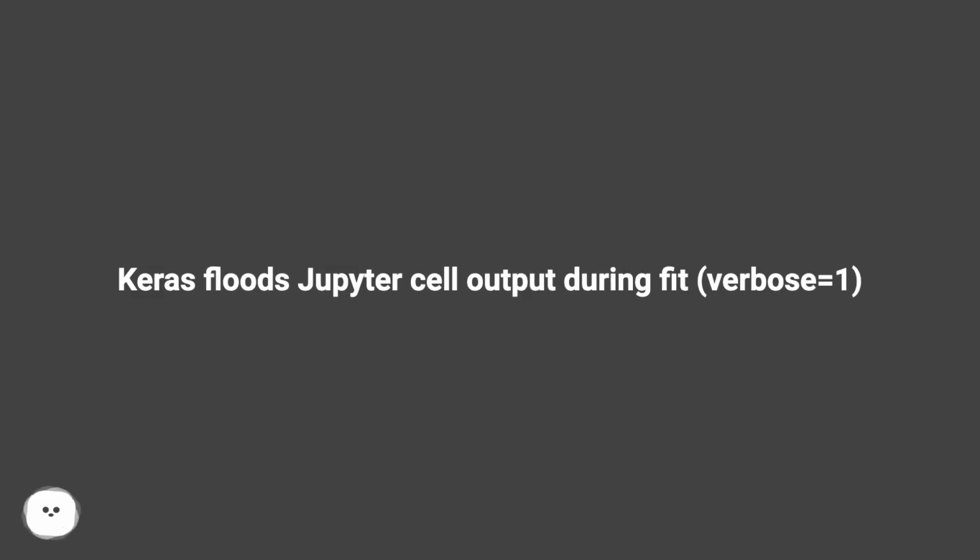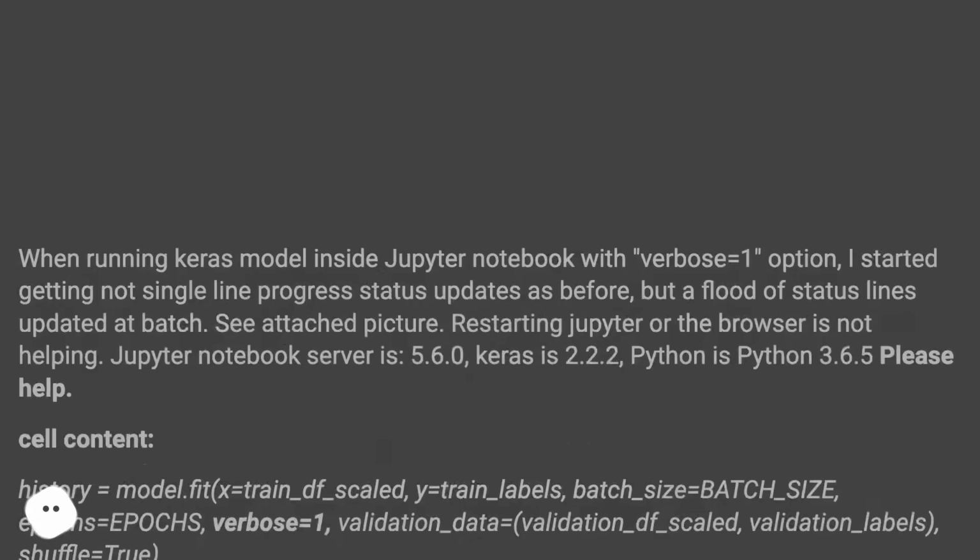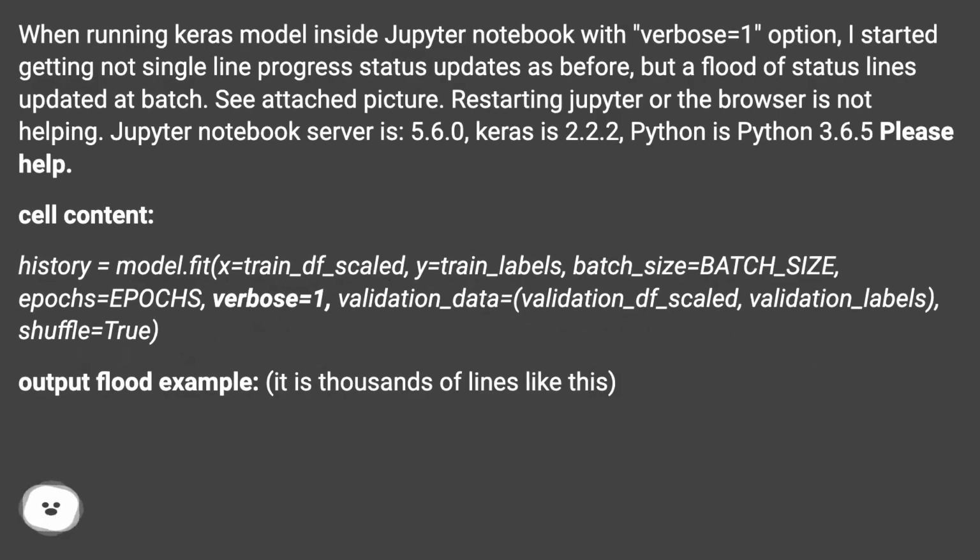Keras floods Jupyter cell output during fit, verbose equals 1. When running a Keras model inside Jupyter Notebook with the verbose equals 1 option, I started getting not single-line progress status updates as before, but a flood of status lines updated at each batch. See attached picture. Restarting Jupyter or the browser is not helping.